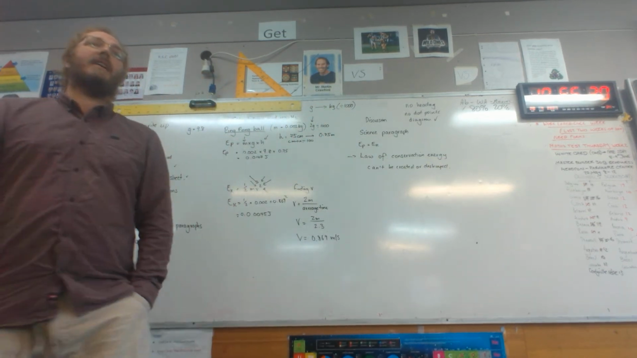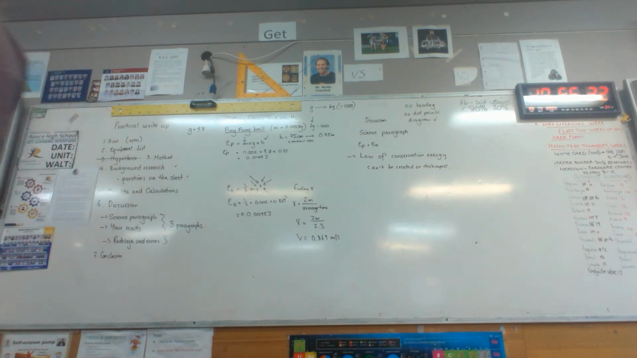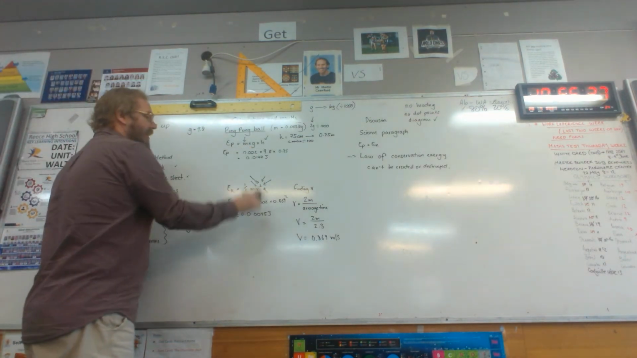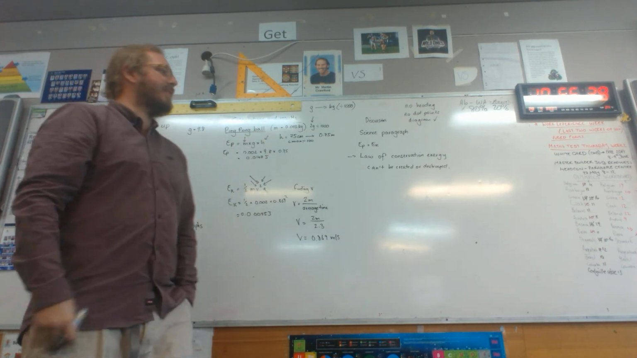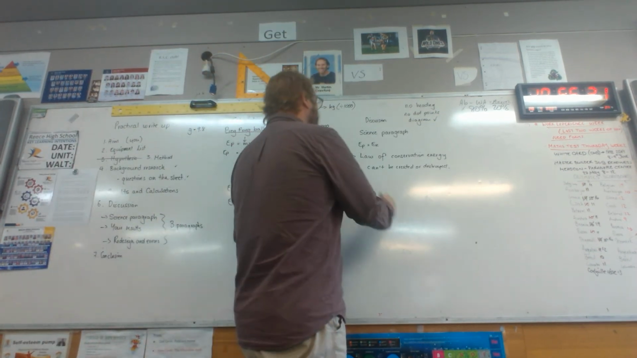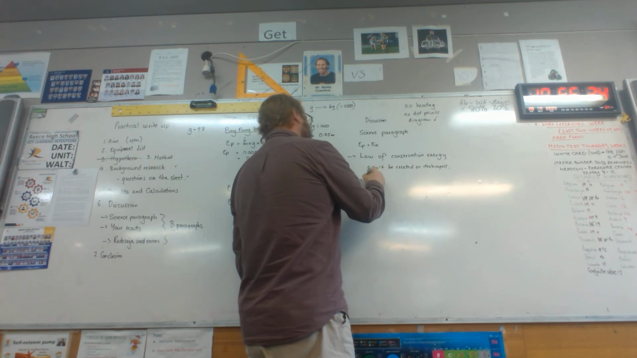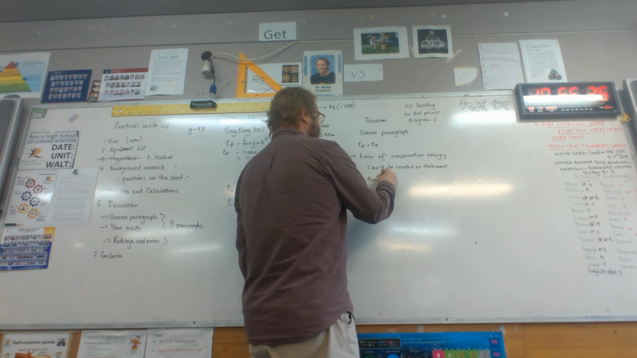Everybody happy with that so far? The science behind this experiment is that we should have found that these two numbers should have been exactly the same, because the law of conservation says energy can't be created or destroyed. But why are we wrong? Because what can energy be? It can be transferred or transformed.